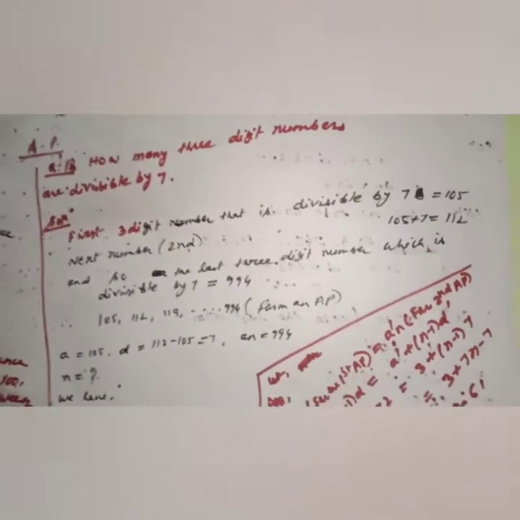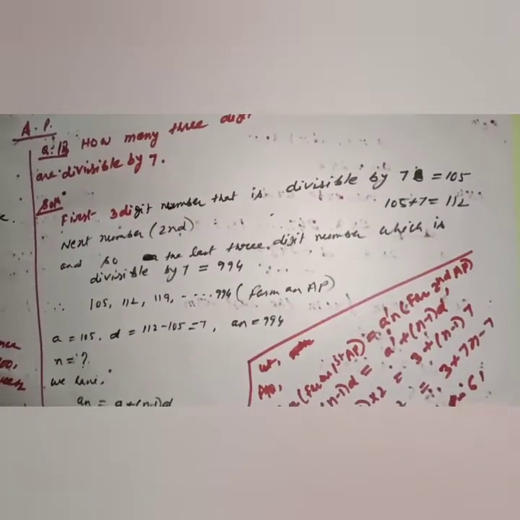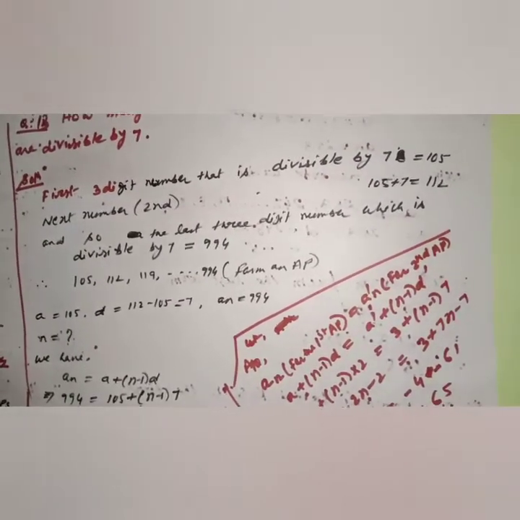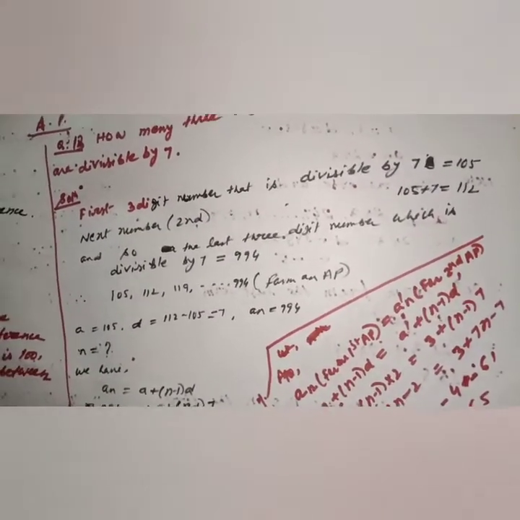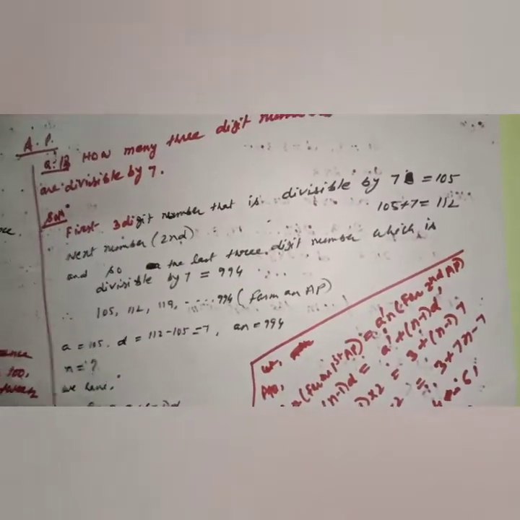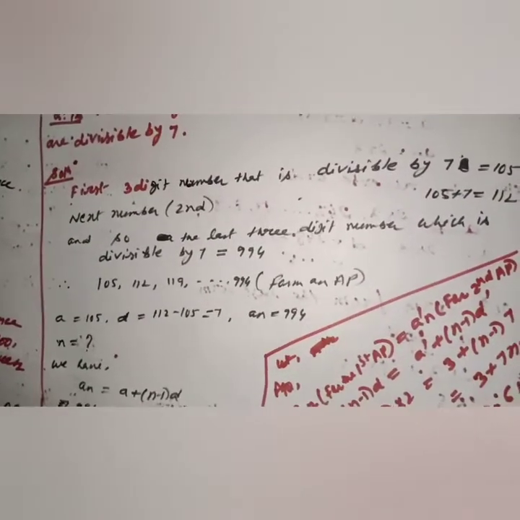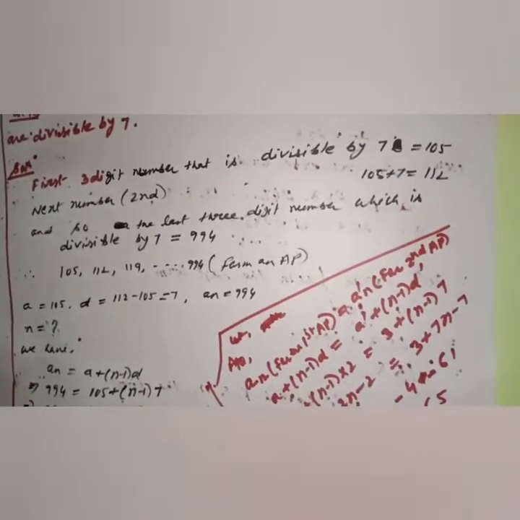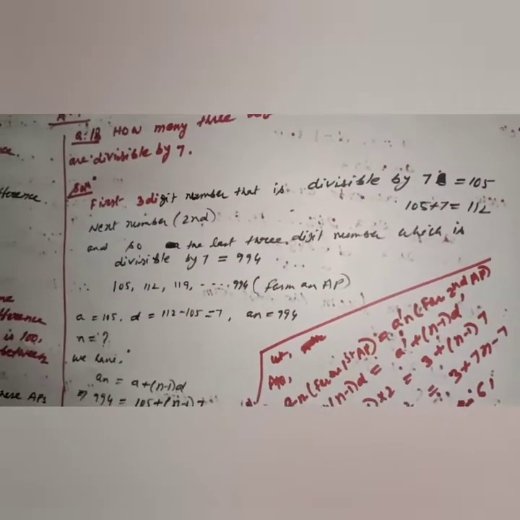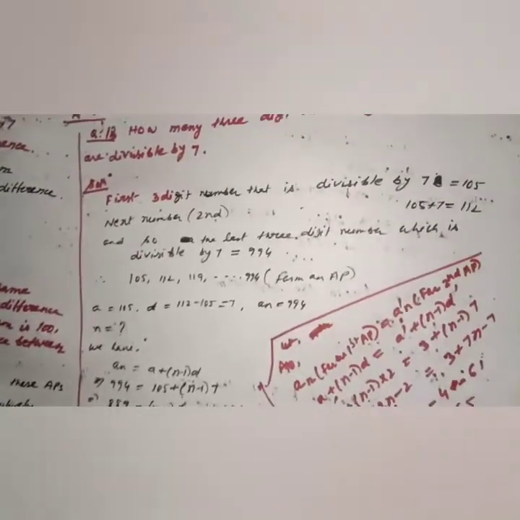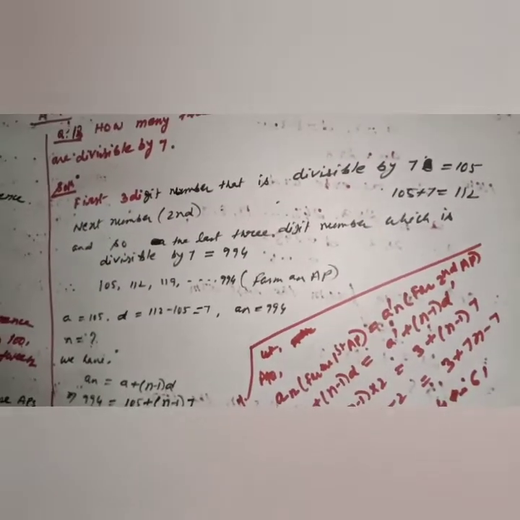So to find out the first 3-digit number that is divisible by 7, what is it? 105. Before 105, the numbers 100, 101, 102, 103, 104 are not divisible by 7. Only 105. The first 3-digit number divisible by 7 is 105. I am not taking 100, since 100, 101, 102, 103, 104 are not divisible by 7. We have to take the numbers which are divisible by 7. I think it is clear.